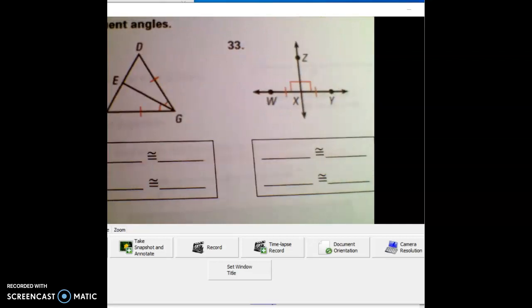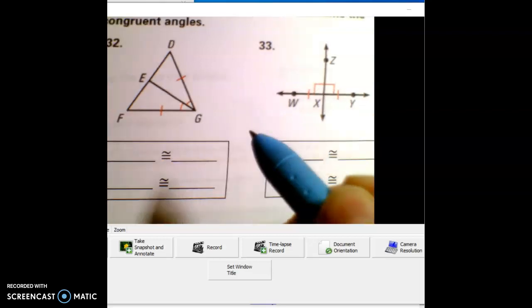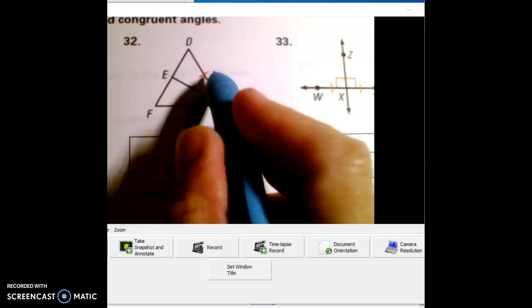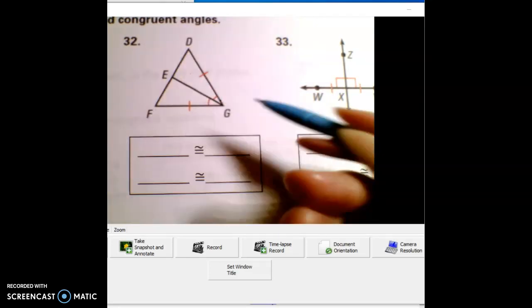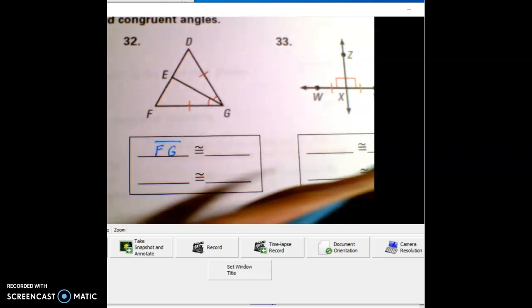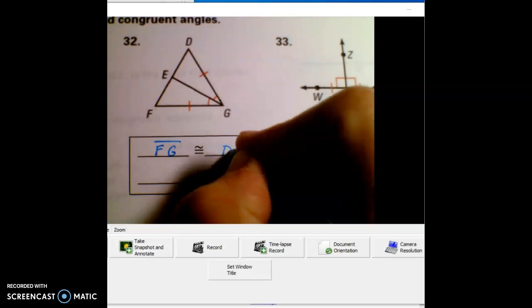This one's a little different. Well, first let's start with the sides. FG and DG are the same measure. So we use FG, and notice I put the line across the top because it's a segment that makes up that side, and DG.